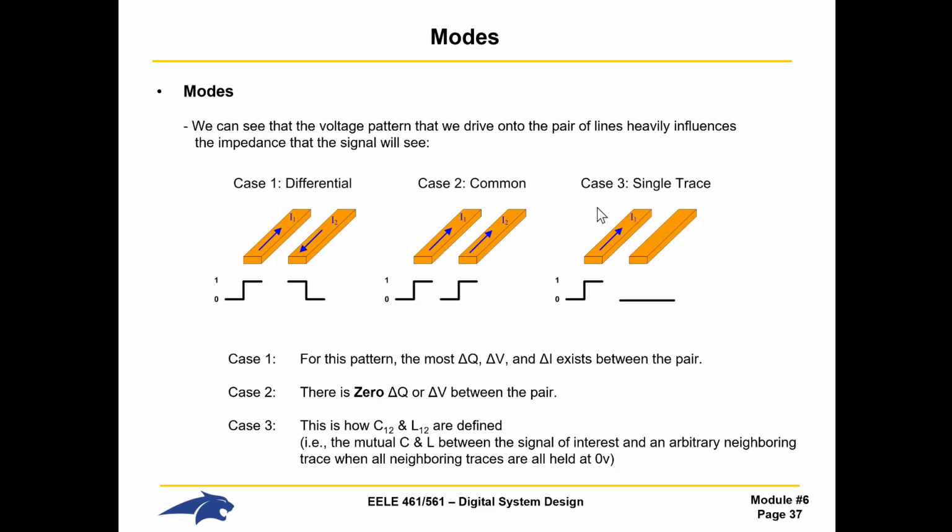Single trace, what does this mean? This is no longer part of our life. We no longer will ever allow this to occur because we are going to drive these either differentially or commonly. We'll never have a situation where we take one of them and just drop it to zero for no reason. So this is out of our life. So we only have two modes: differential and common.